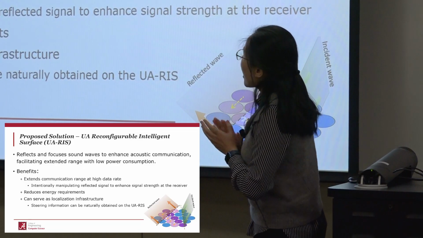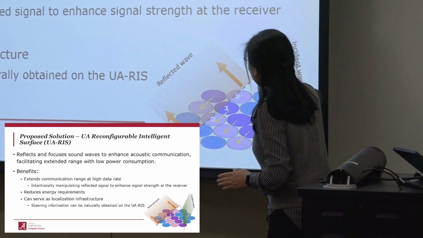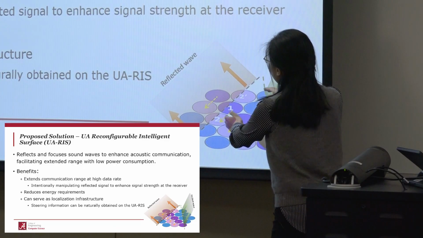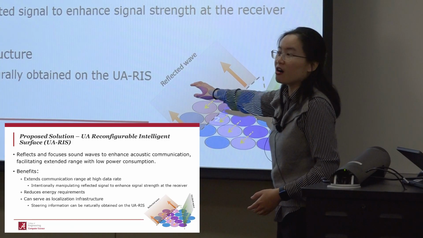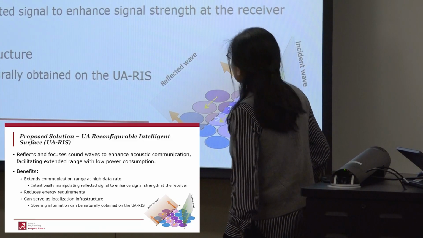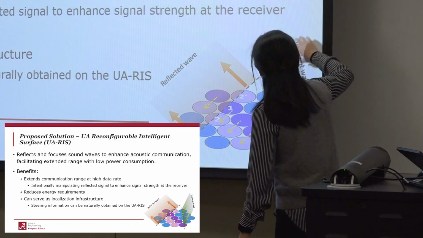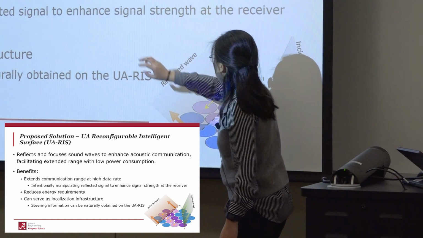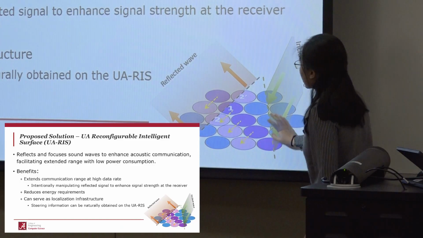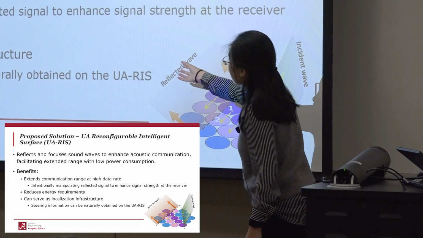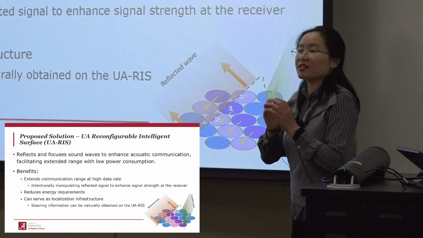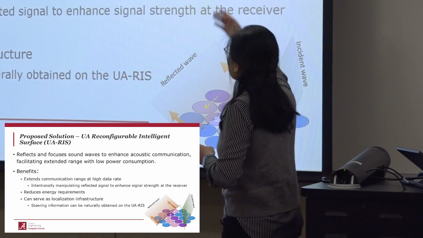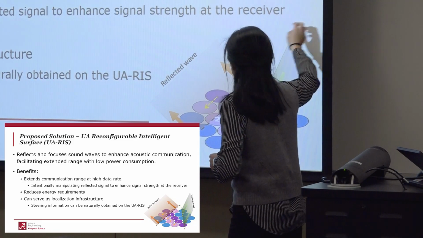What the RIS does is it can reflect sound waves and create a focused reflection of the sound wave. For example, if this is the direction of our transmitter and this is the direction of our receiver, this smart surface can reflect and focus the sound wave to the receiver to enhance the signal power at the receiver. In this case, we can extend the communication range between the sender and the receiver.